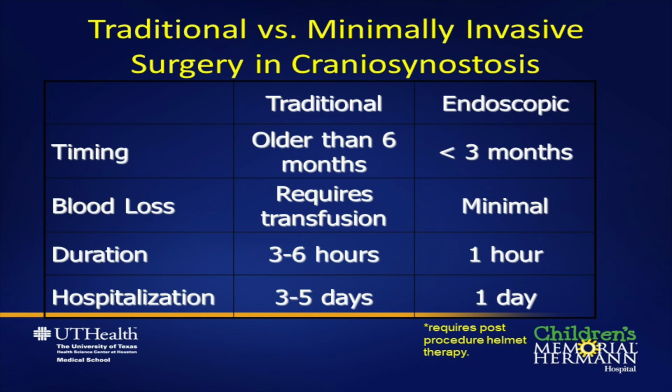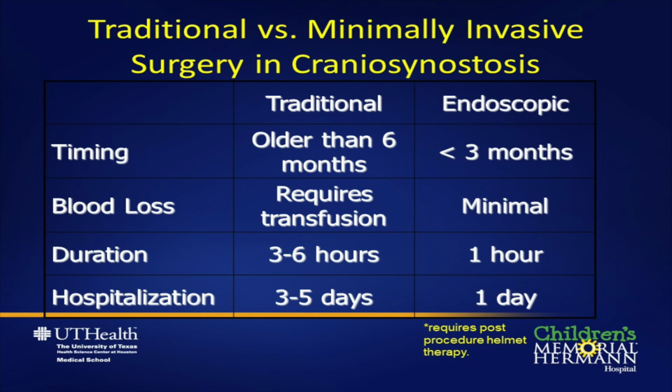So what are the differences? Why do we choose one over the other? Well, we'll talk a little bit about that, but traditionally the open vault surgery causes more bleeding, and little babies don't have a lot of blood in them. So we tend to wait until they're older than 6 months.